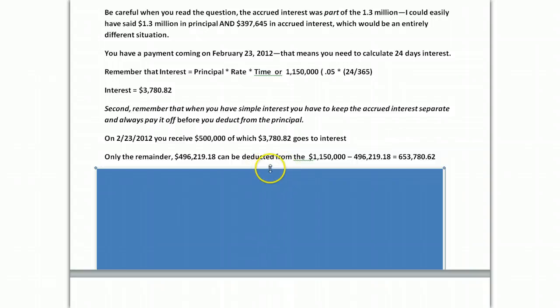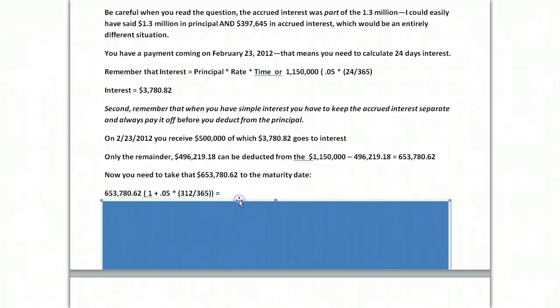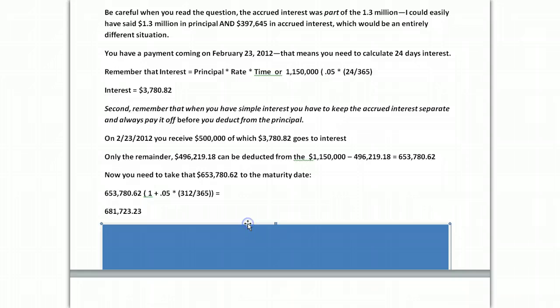So the only way you can do that is to take into account this partial payment that was received. So you take the $653,780.62 forward by multiplying times the interest rate on the note, and you come up with $681,723.23. That is the maturity value of this promissory note.